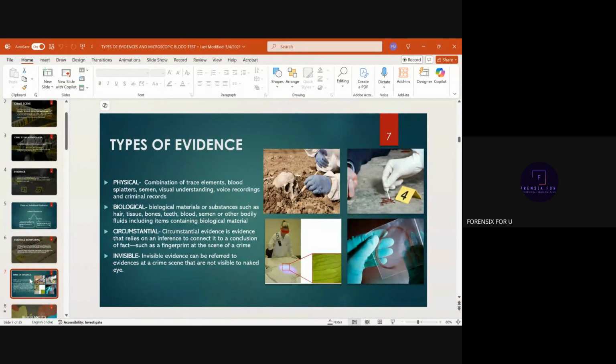But when you analyze the fingerprint, when you compare the fingerprint with your database and you find a match of that fingerprint in your database, then it is helping you infer or draw a conclusion that okay, this fingerprint belongs to this repeat offender whose fingerprint is already in our database, so this crime has also been committed by that person, right? So anything which directly is not an evidence but it relies on the inference or a conclusion to make it relevant to any crime scene is known as circumstantial evidence.